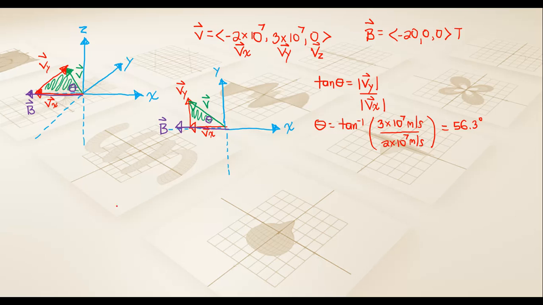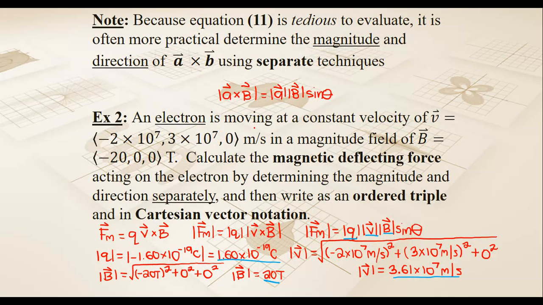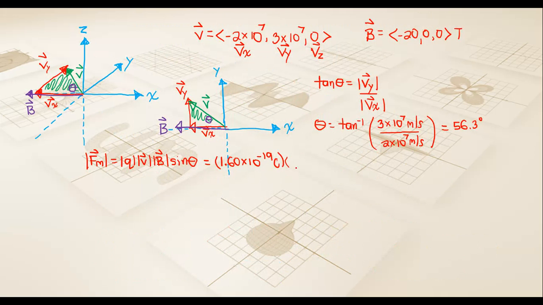Now we have all the information we need to calculate the magnetic deflecting force. Your magnetic deflecting force, the magnitude, was equal to Q times V times B times sine theta. So let's plug numbers in and calculate it now. Q is the magnitude of the charge of an electron, so that's 1.60 times 10 to the negative 19 coulombs. Multiply by the magnitude of the velocity, which we got on the previous slide. It was 3.61 times 10 to the 7.